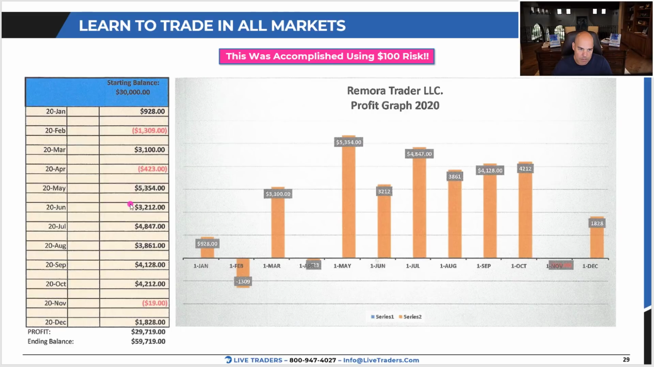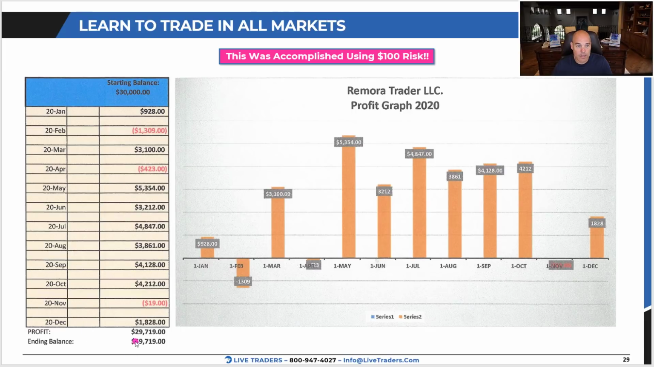But note on the good months, when he's winning big, $5 grand, $3 grand. Guys, this is on a $100 risk. $100 risk, $30,000 account, 100%. Guess what? Now he's at $300 risk, and I think he's up to $500 now, isn't he? I'll have to get his 2021 statement, because this is 2020, $100 risk. 2021, he did $300 risk. And 2022, now he's doing $500 risk.